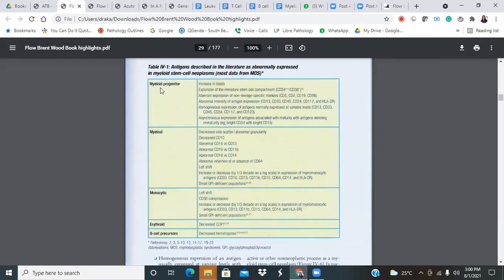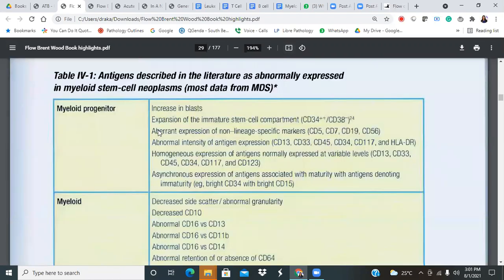The myeloid progenitors, when there is an increase in blasts, of course, that's one of the things. Then expansion, can you see it? Should I increase it? Yeah. Expansion of the immature stem cell compartment, CD34 positive and CD38 negative. More of the immature stem cell compartment. Aberrant expression of non-lineage specific markers. So for example, T cell markers, if the myeloid progenitors express CD5, CD7, or the B cell marker CD19, or the NK cell marker CD56. And abnormal intensity of antigen expression.